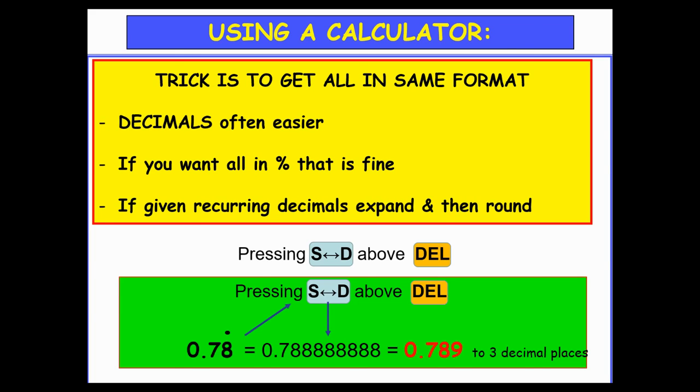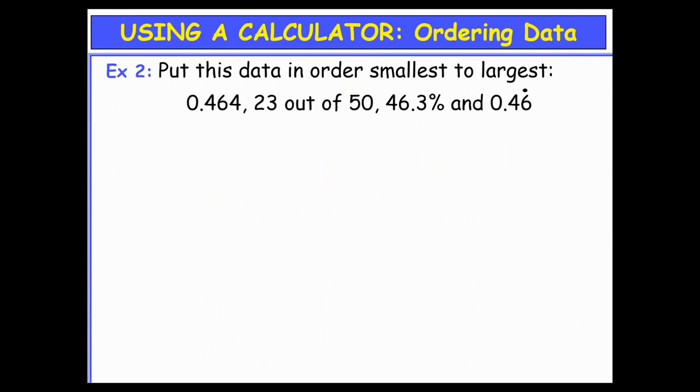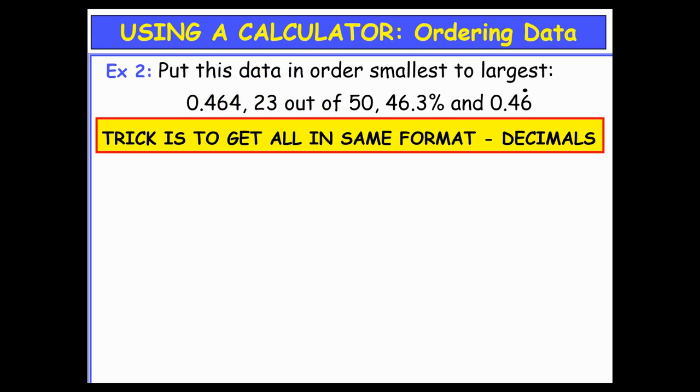Right, so let's have a look at a question. Put this data in order, smallest to largest. You've got 0.464, you've got 23 out of 50, you've got 46.3%, and you've got 0.46 with a dot. That means they're recurring. So let's put them down the side. I am going to suggest getting them in decimals because all of those, that's in decimal, and this is easy enough to get to decimal, and this one's already, but you've got to know what this part means.